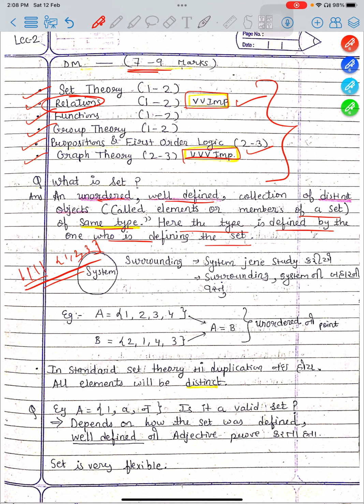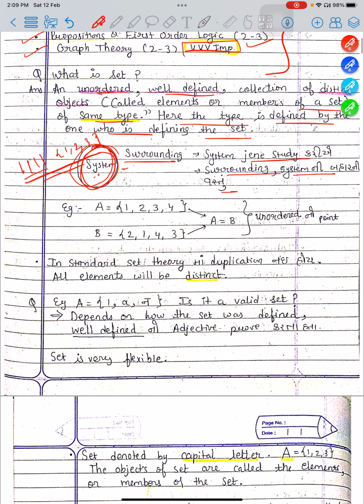So the system and the surrounding concept is used. Like I am defining the system, and the rest outside of it is the surroundings. The system is what we study, and the surrounding is the environment outside the system. Okay, so for example, set A is {1, 2, 3, 4}, and set B is {2, 1, 4, 3}.